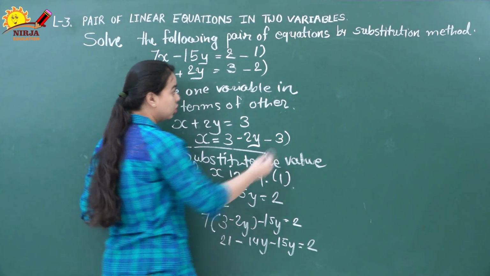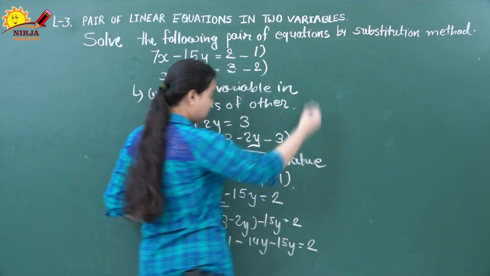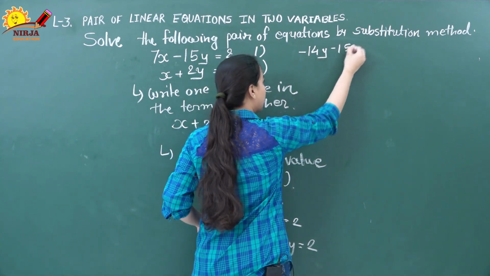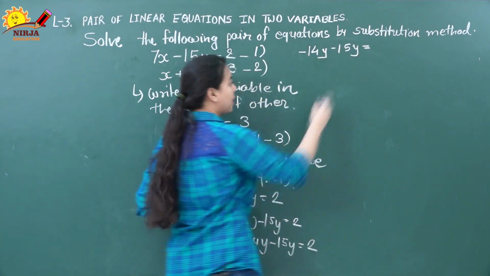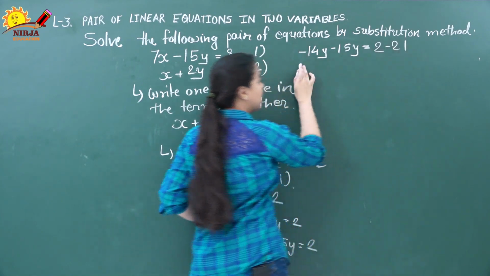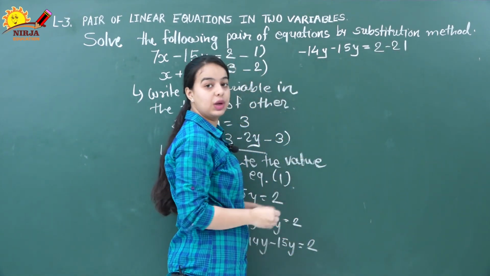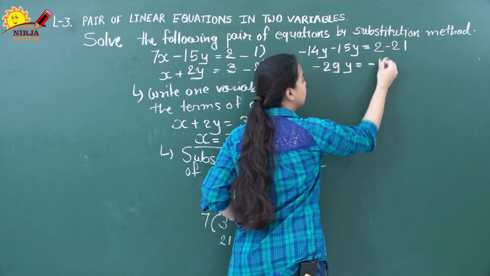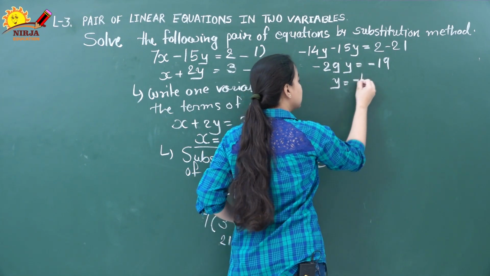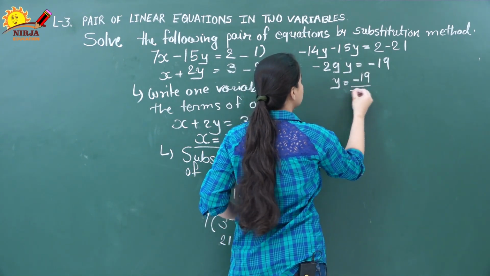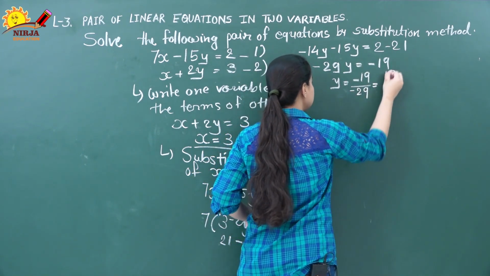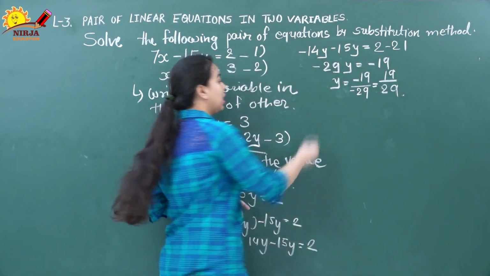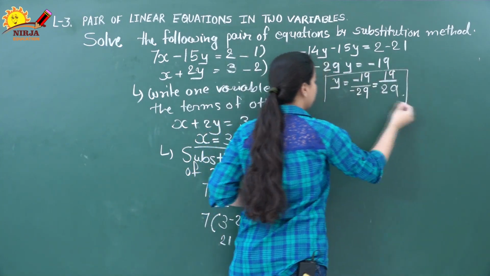Now what are we going to do? We are going to take this 21 over here. What is left? Minus 14y minus 15y is equal to 2 minus 21. Minus 14y minus 15y is minus 29y, which is equal to minus 19. So y is equal to minus 19 upon minus 29, which you can write as 19 upon 29. As you can see, here we got our value of y.